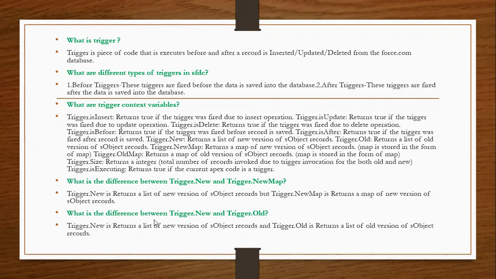Next question, what is the difference between Trigger.new and Trigger.old? Trigger.new returns a list of the new versions of the sObject records, and Trigger.old returns a list of the old versions of the sObject records.